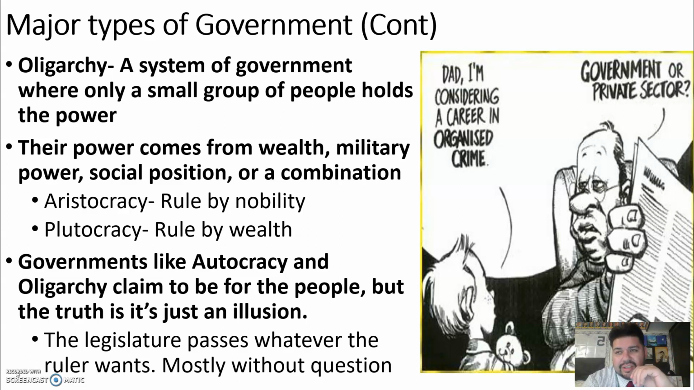Aristocracy is basically you're ruled by nobility, and that is like your family's been around forever. They're very well respected and things like that. The other one is plutocracy. Now, plutocracy is basically money. The more money you have, the more power you have.